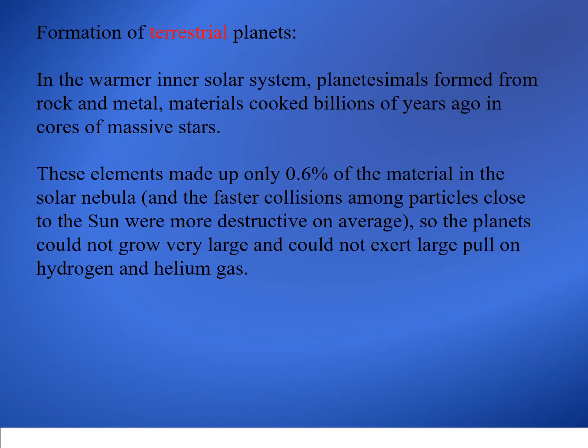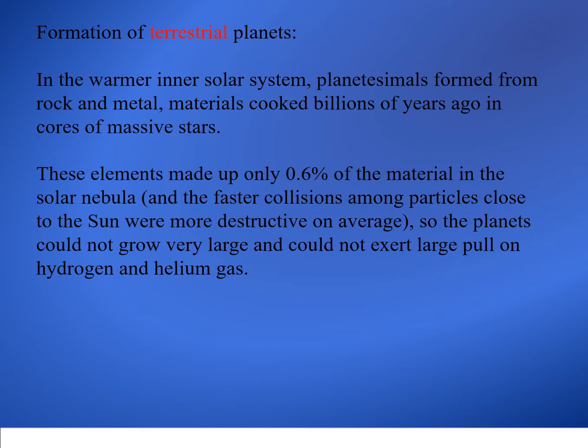So let's talk about the formation of the terrestrial planets. In the warmer inner solar system, the planetesimals formed from rock and metal, materials cooked billions of years ago in a core of massive stars. So our inner solar system is actually made up of material that appears to have come from at least two separate stars. These elements make up only 0.6% of the material in the solar nebula, and the faster collisions among particles close to the sun were more destructive on average.